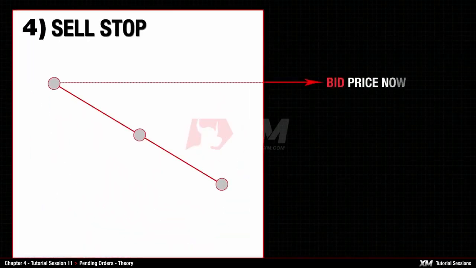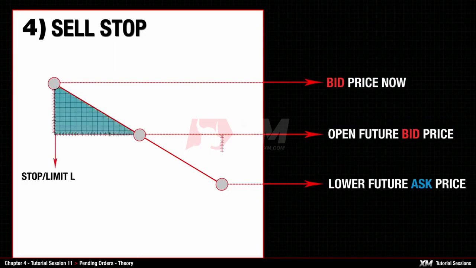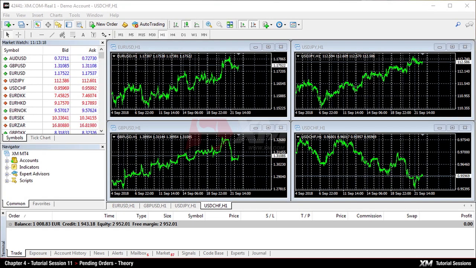All sell orders are opened at the bid price and closed at the ask price. Sell stop orders should be opened at the lower future bid price. To make a profit on sell stop orders, the closing ask price needs to be lower than the opening bid price. In our next module, we will explain to you how to place pending orders.